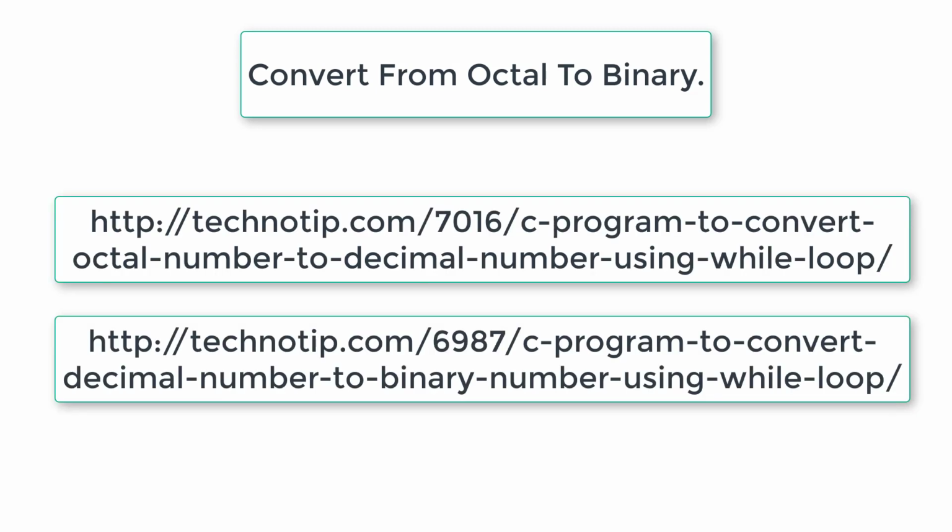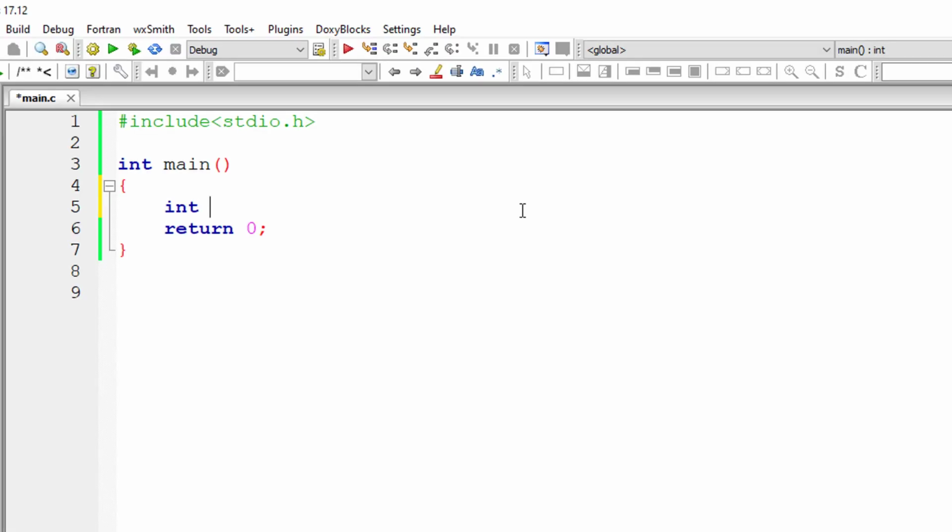So we have already explained these two programs, that is the conversion of octal number to decimal and decimal number to binary. So please go through these two URLs for the videos explaining these two topics in detail. Okay, so let's get started with our C program.